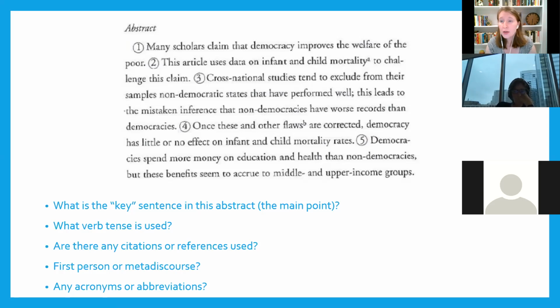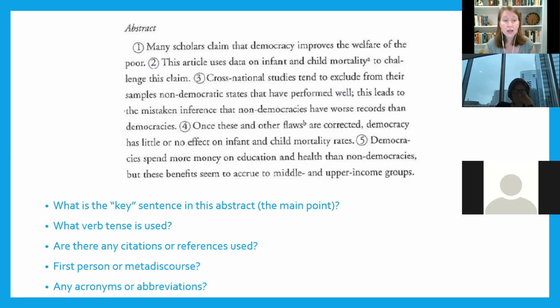Great. I would agree with the answers that are here. I think it's kind of a toss-up between sentence number 4 or sentence number 5. I think, you know, number 4 is talking about the flaws of past studies, where number 5 is talking about what this study actually found. So I can see an argument for either 4 or 5 being the key main finding of this study.